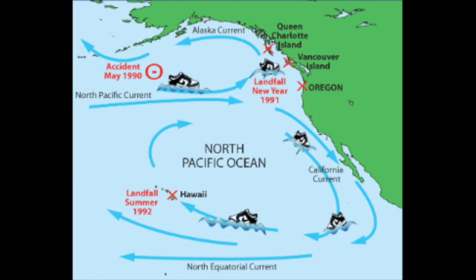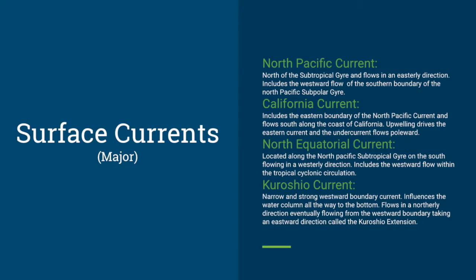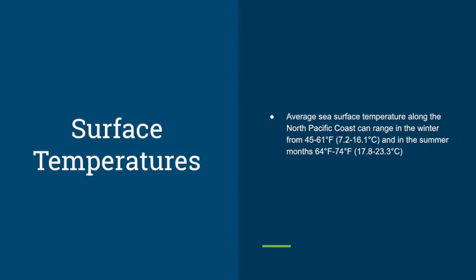The Kuroshio Current is a narrow, strong western boundary current of the subtropical circulation. This current influences the water column all the way to the bottom. The Kuroshio Current flows in a northerly direction and eventually flows further from the western boundary, where it then takes an easterly direction into the North Pacific. This eastward flowing current is then called the Kuroshio Extension.